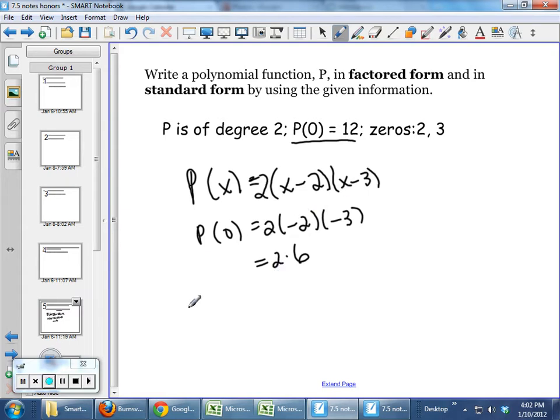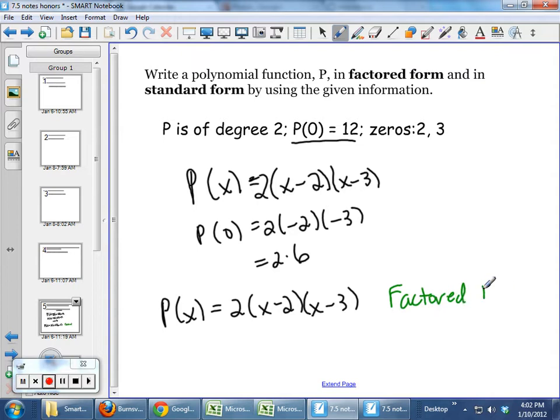I'll rewrite it down here so it's not as sloppy. It's p of x equals 2 times x minus 2 times x minus 3. And this is in factored form. Okay, so then they ask you to write it in standard form as well. So we got factored form down. Now we need to do standard form.